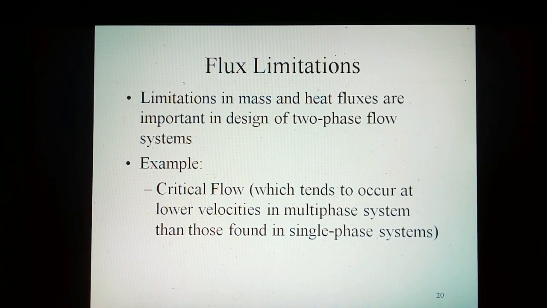Flux limitations. Limitations in mass and heat fluxes are important in the design of two-phase flow systems. Examples of mass flux limitations include critical flow, which tends to occur at lower velocities in multi-phase systems than those found in single-phase systems. Flooding and flow reversal in countercurrent flow systems, for example, in a reflux condenser, and minimum fluidization velocities in fluidized beds. Heat flux limitations are important in boiling, where exceeding the burnout or critical heat flux can lead to poor system performance or physical damage due to excessive increases in the channel wall temperature.